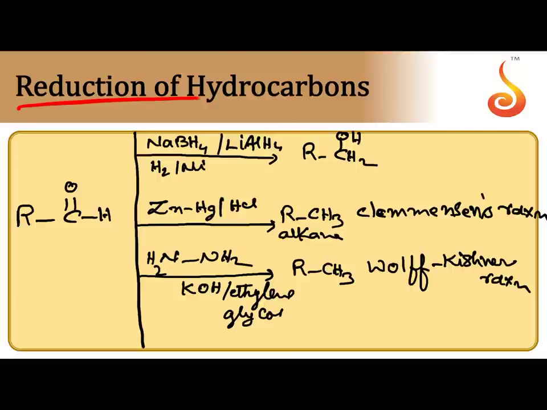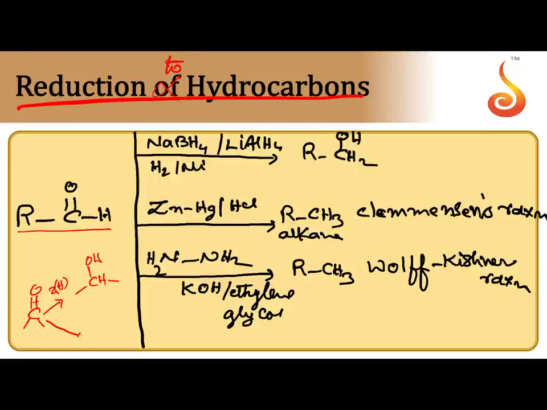Next, reduction of aldehydes and ketones. Reduction to hydrocarbons as well as reduction to alcohols, both. When an aldehyde or ketone carbonyl compound is reduced, we can get two types of products. If it is partial reduction, alcohol is the product. If it is complete reduction, alkane is the product. So C double bond O is reduced in two ways. If only two hydrogens are added, we can get alcohol.